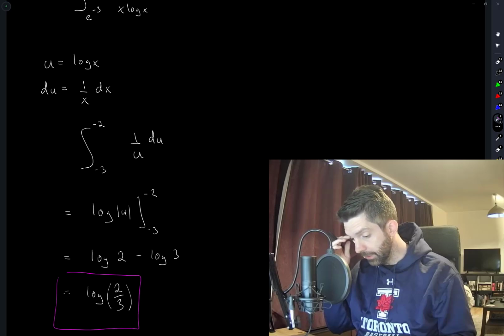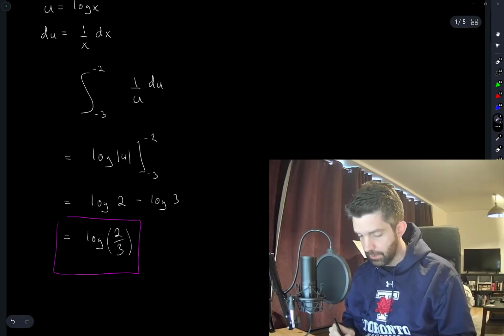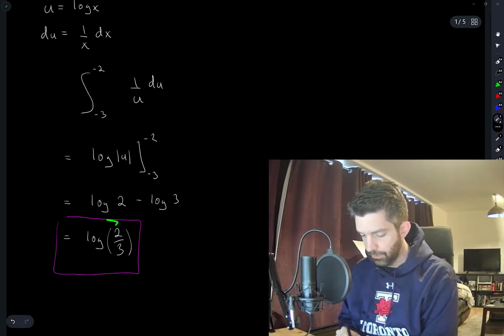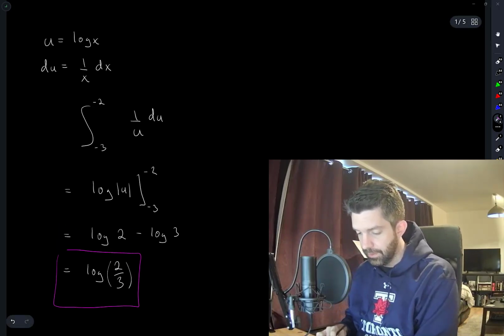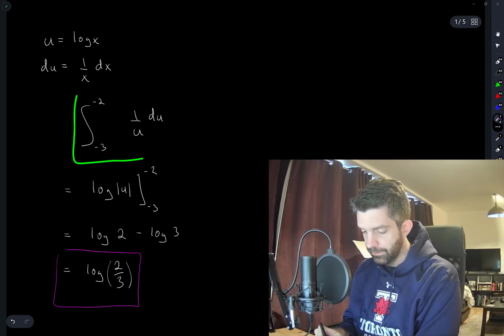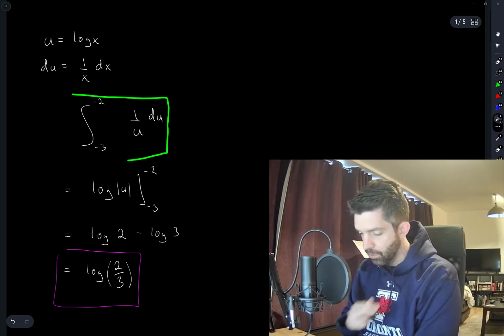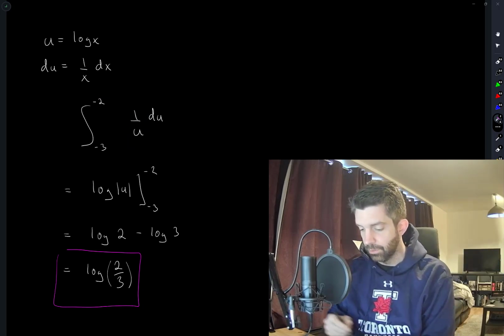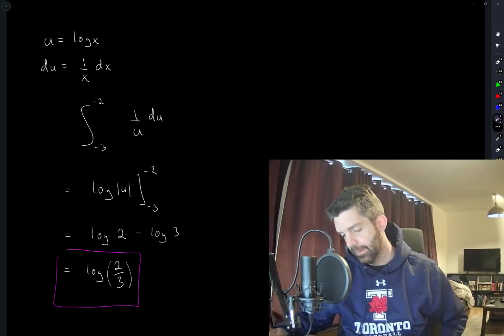And I suppose that also makes sense, right? Because log of 2 over 3 is between 0 and 1, so the log of 2 over 3 is negative. And if you look at this integral, we're integrating over an interval where the integrand is negative, so you expect the integral to also be negative. Nice little problem.